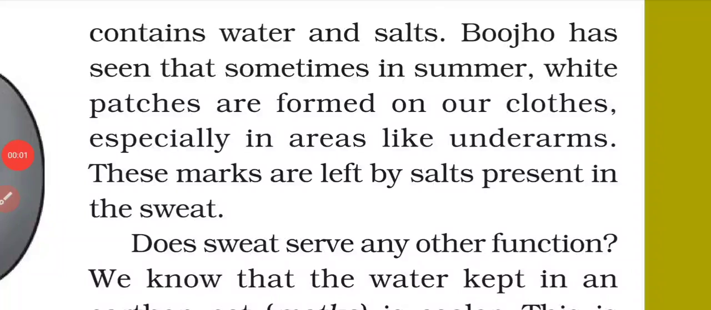We have all experienced sweating on hot summer days. Sweat basically contains water and salt. We can easily see white patches near the underarms of clothes. These white patches are just the salt left behind from the sweat.